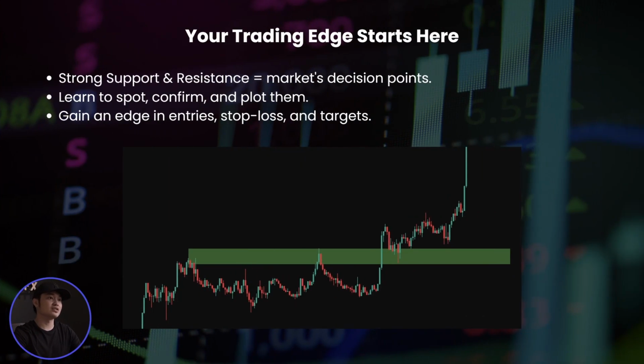The first slide is your trading edge, start here. Strong support or resistance equals market decision points. Learn to spot, confirm, and plot them. Gain an edge in entry, stop loss, and target. If you are learning about support and resistance, you are going to learn the most basic thing, but it's very key, very critical that you master this simple analysis.